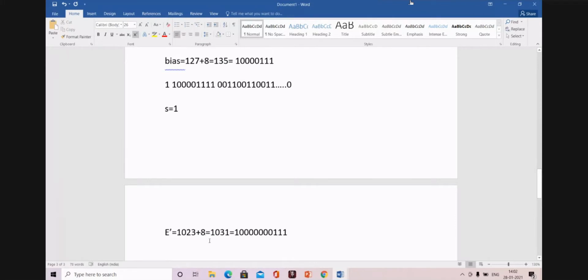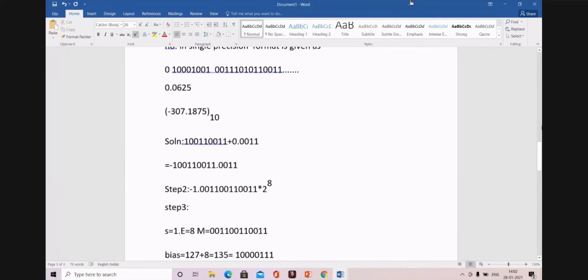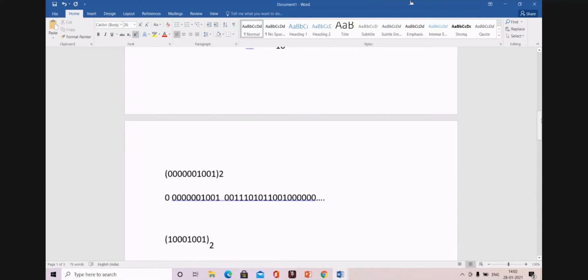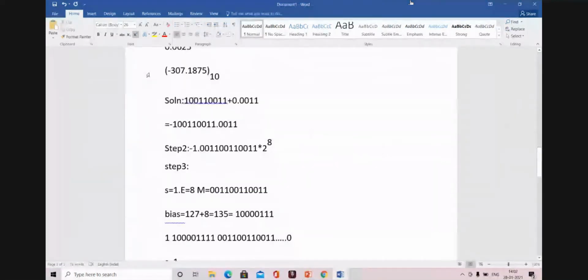The sign is 1. Why do we have 1 here? Because in the question it is given as a negative number, that is why your sign is 1. So I hope this is very easy, right?